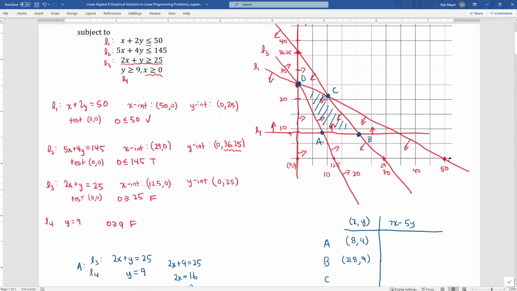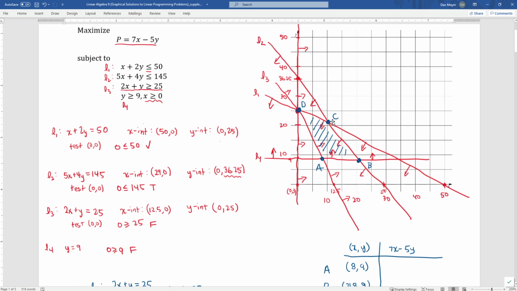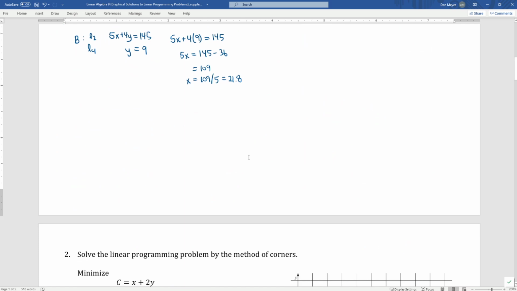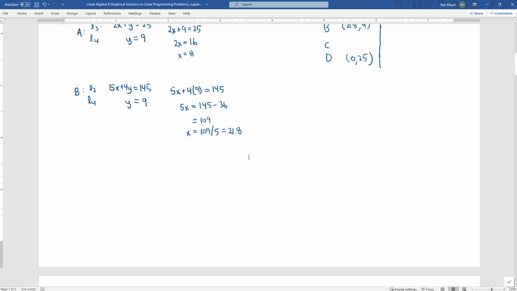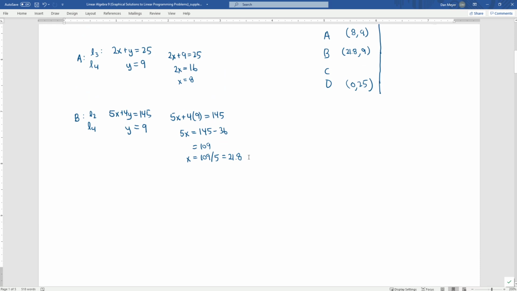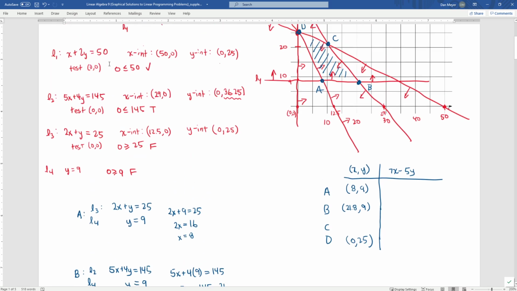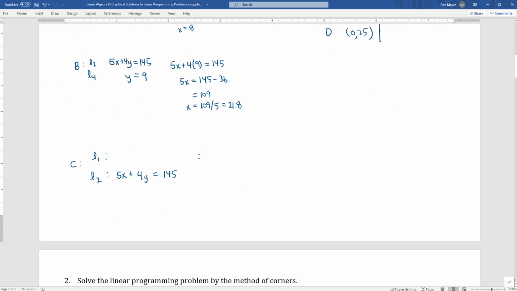Then finally, point C, I think that's going to be the one that's most challenging. Point C is where line 2 and line 1 cross. We're just running up right to the edge of our space here. So C was where line 1 and line 2 cross. Line 2 has the equation 5x plus 4y is 145. And line 1 has the equation x plus 2y is equal to 50.